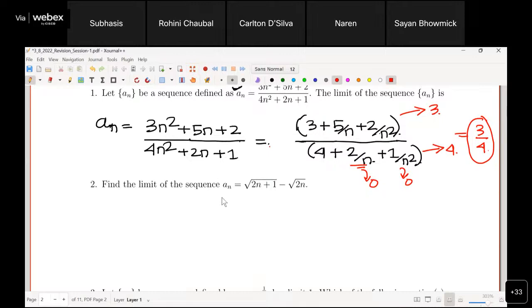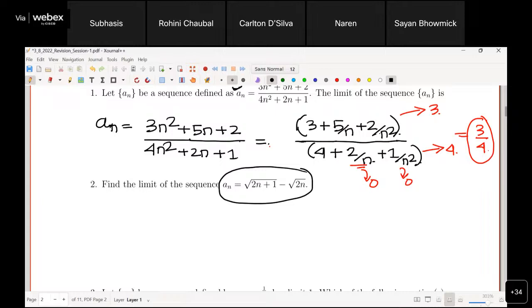How can you find the limit of the sequence given in the second one? Rationalizing. Rationalize, multiply by root 2n plus 1 minus root 2n, both in numerator and denominator. Rationalizing, a plus b into a minus b. Correct. That is probably the best way to do this question.